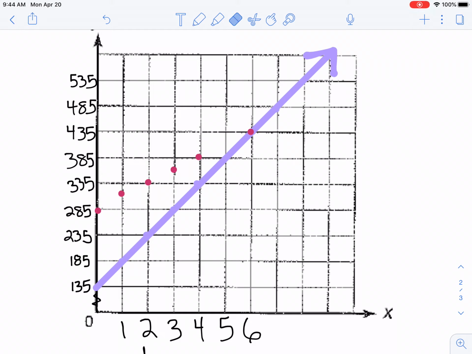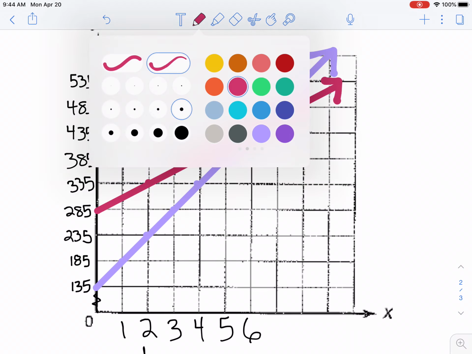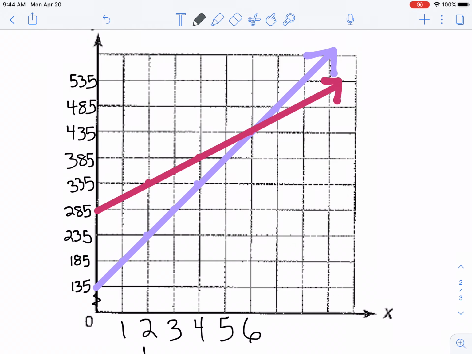So maybe I'm going to go back and those ones that don't intersect the grid right away, I'm going to just get rid of those and I'm going to plot the ones that are exact values. Just makes my line a little bit straighter. Okay. So that's where our graphs look the same. And now you can see that on the graph, this point of intersection is at 6 days, $435.